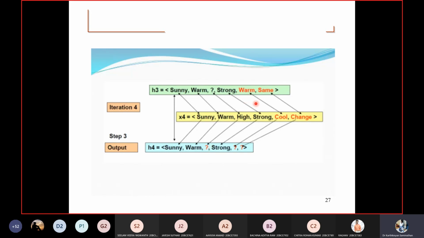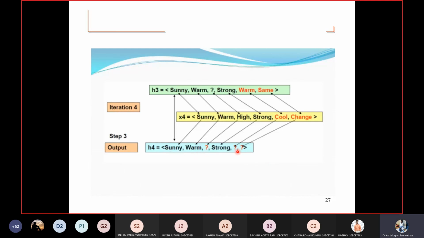Then warm is equal to cool? No, it is not cool. So again it is a mismatch, so replace the previous hypothesis value with the question mark. Then change is not equal to same, so again this is also a question mark. Wherever a mismatch happens, you replace it with the general hypothesis, the question mark. So now this question mark can be anything.